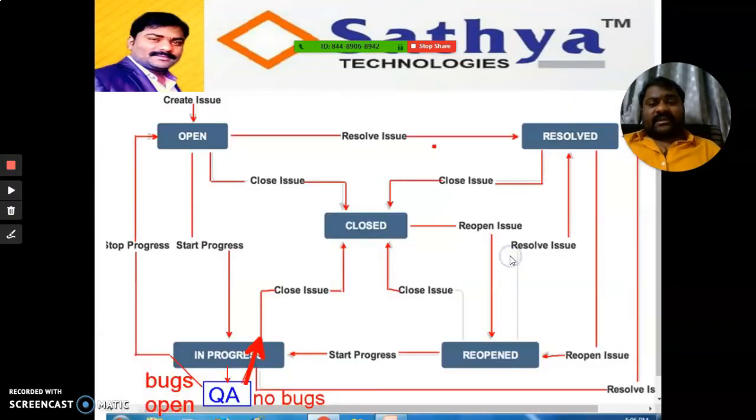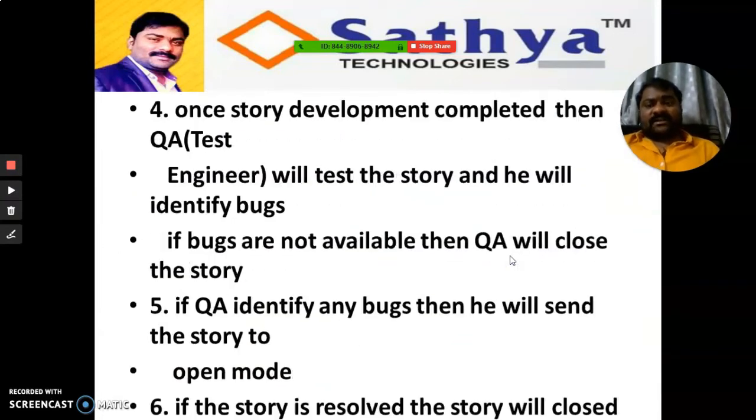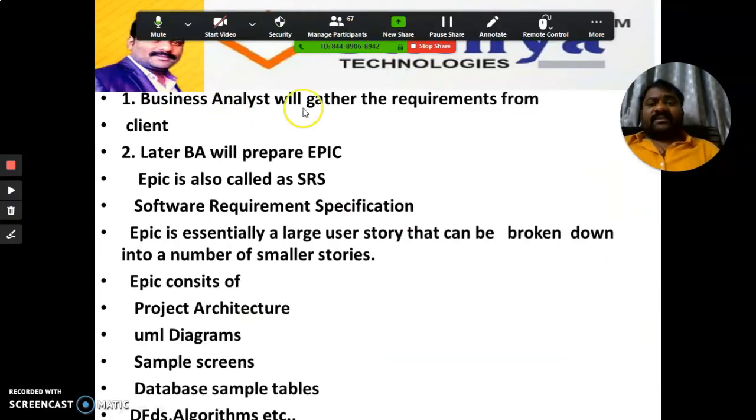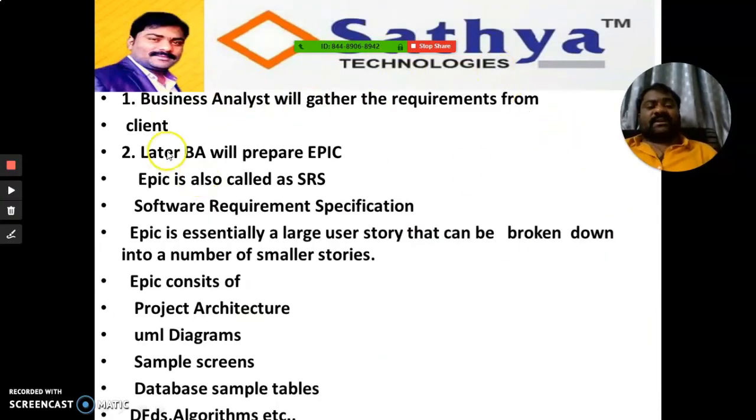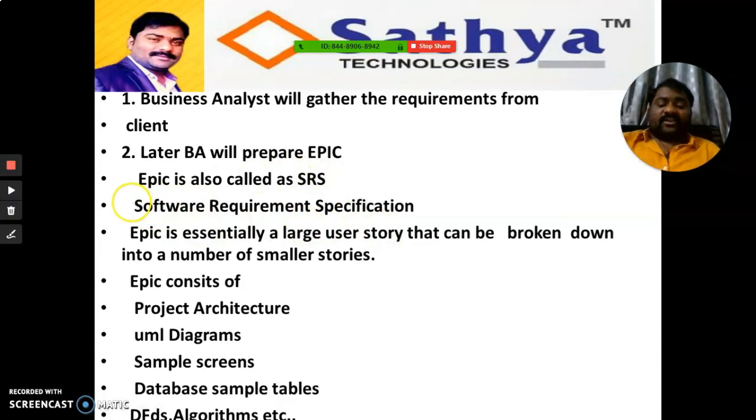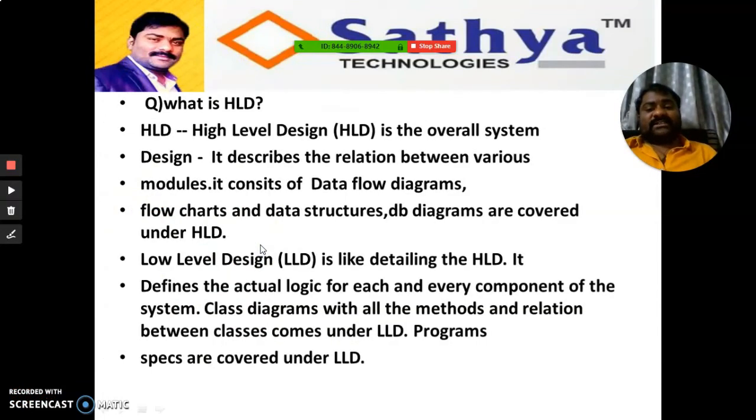So here you see what is happening. Let me refresh here. You can see, the business analyst will gather the requirements from the client. Later, the business analyst will prepare the EPIC. EPIC is also called SRS, System Requirement Specification, not software. That is wrong. System Requirement Specification, SRS. An EPIC is essentially a larger story that is broken into a number of smaller stories. EPIC consists of project architecture diagram, UML diagram, sample screens, database tables, data flow diagrams, algorithms, flowcharts, etc.